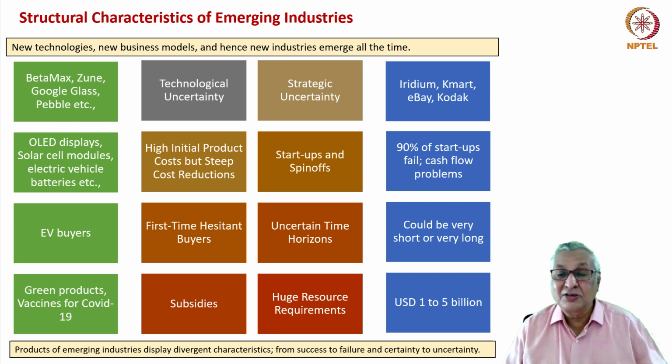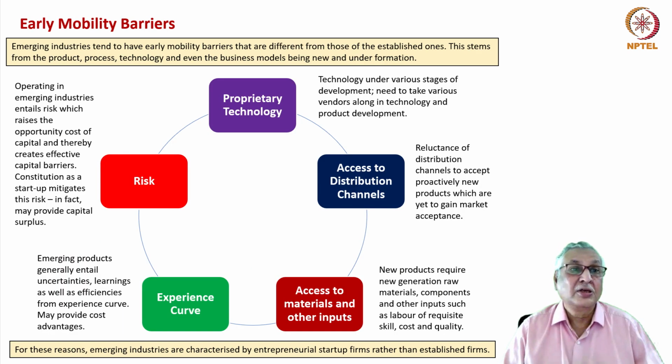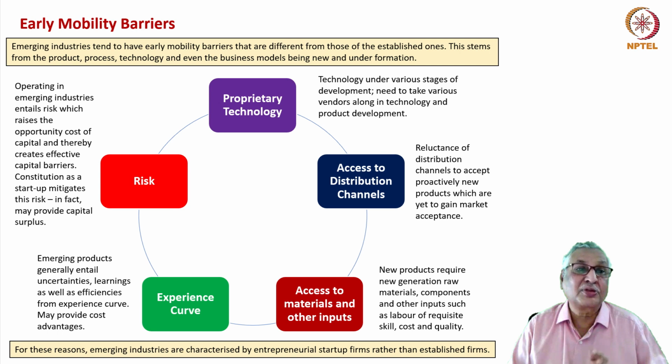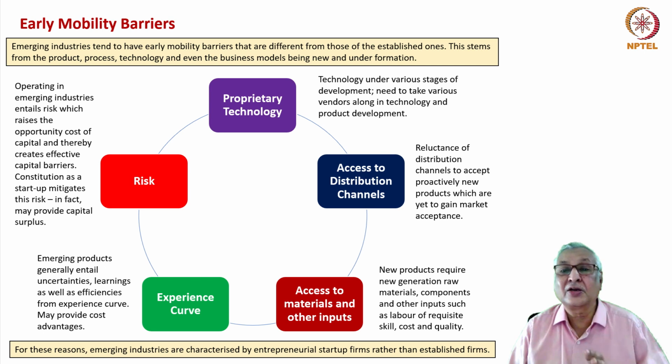Some require simply deep pockets from the private sector, some require the monolith characteristic of a public sector to support, or some straightaway require government funding to be able to move into the success range. Products of emerging industries display divergent characteristics from success to failure and certainty to uncertainty. There will be early mobility barriers in any emerging industry. Emerging industries tend to have early mobility barriers that are different from those of established ones. This stems from the product, process, technology, and even business models being new and under formation. So, what are these early mobility barriers?